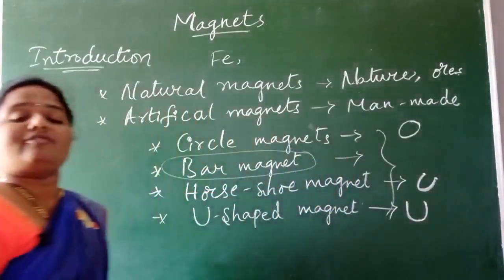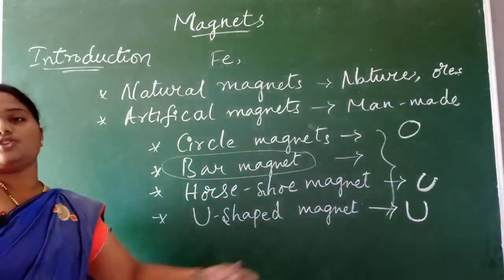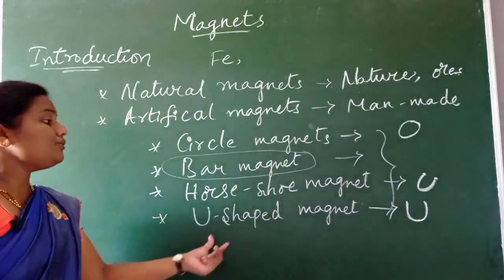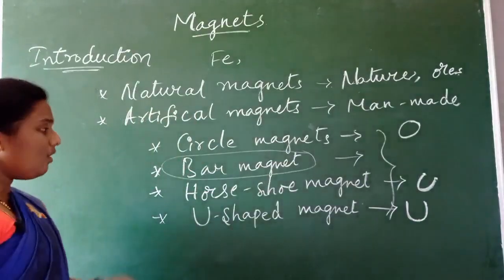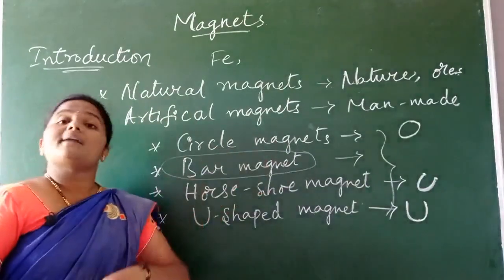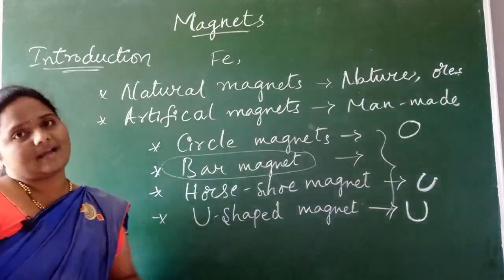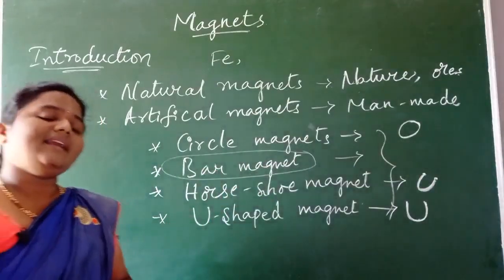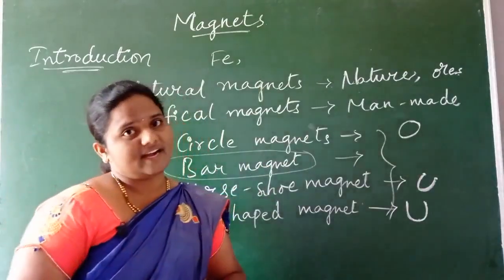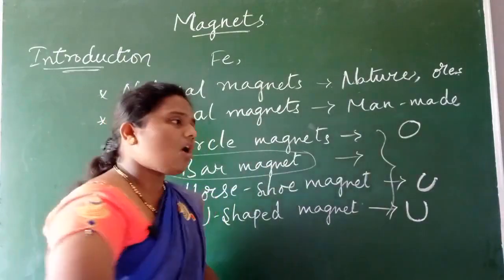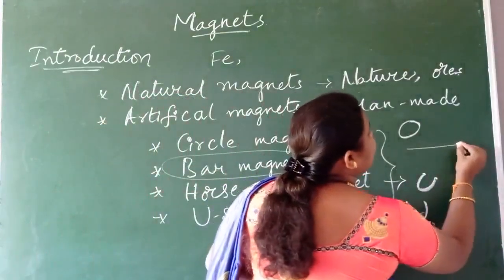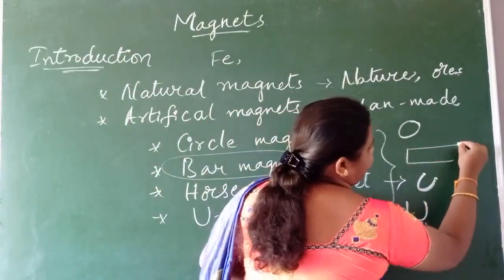That is the alphabet U-shaped. Magnets are called what? U-shaped magnets. Okay, now come back to the bar magnet. What is this bar magnet? A bar magnet is also a type of magnet which is long and rectangular in shape, children.